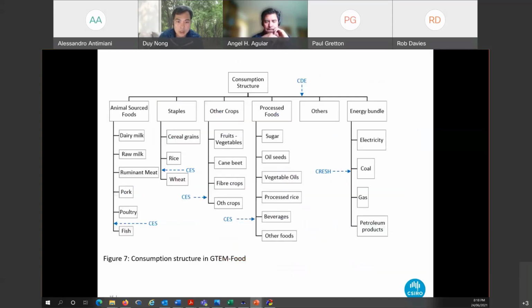And also because of the new database, we also developed a new consumption structure for the GTAP food. We divide food demand along different categories: animal source foods, staples, other crops, and processed foods, as you can see in the figure here.